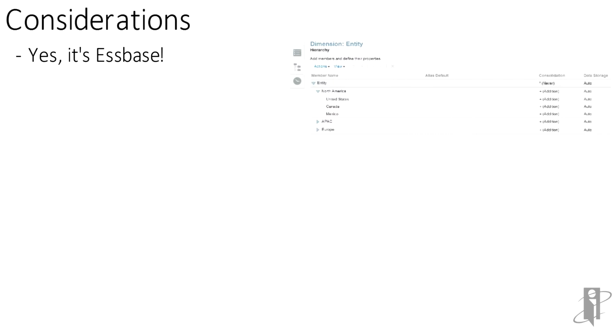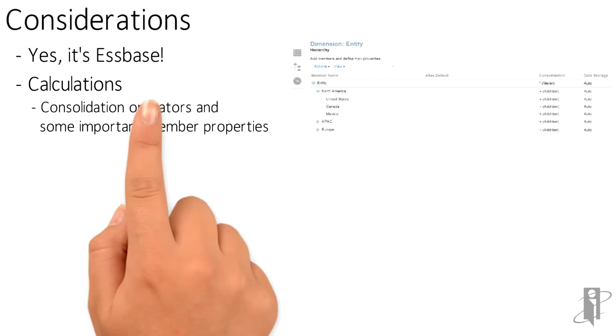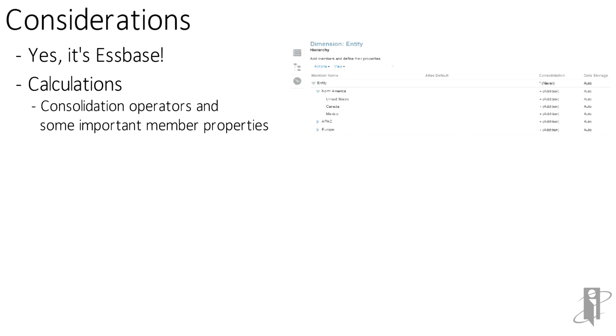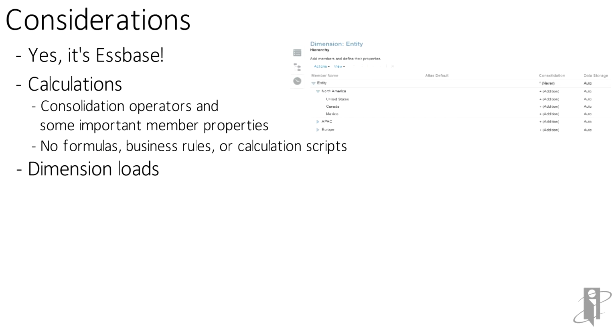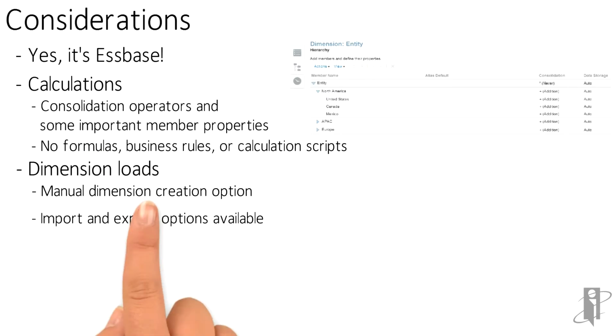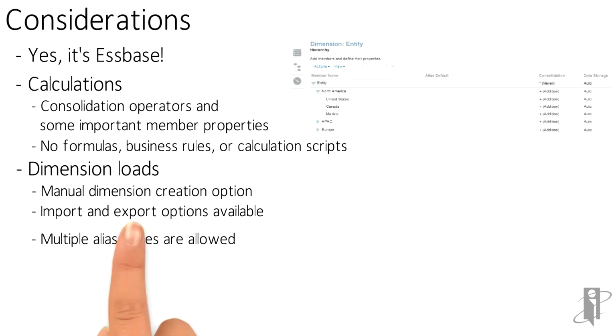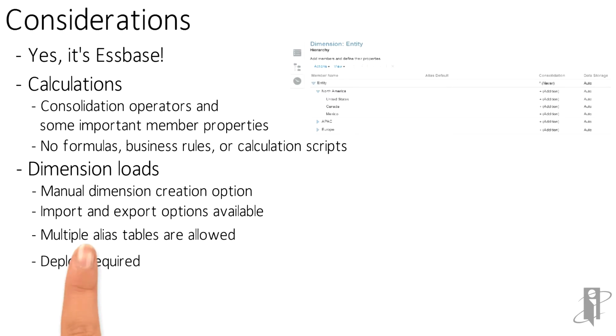For instance, some of the considerations when you're thinking about using this custom application. The calculation abilities are pretty minimal. There are some consolidation operators and some important member properties. However, there are no formulas nor any business rules or calculation scripts. In addition, with dimension loads, you do have the ability to do manual dimension creation as well as import and exports. Multiple alias tables are allowed. However, you will have to deploy your models after you change the dimensionality.